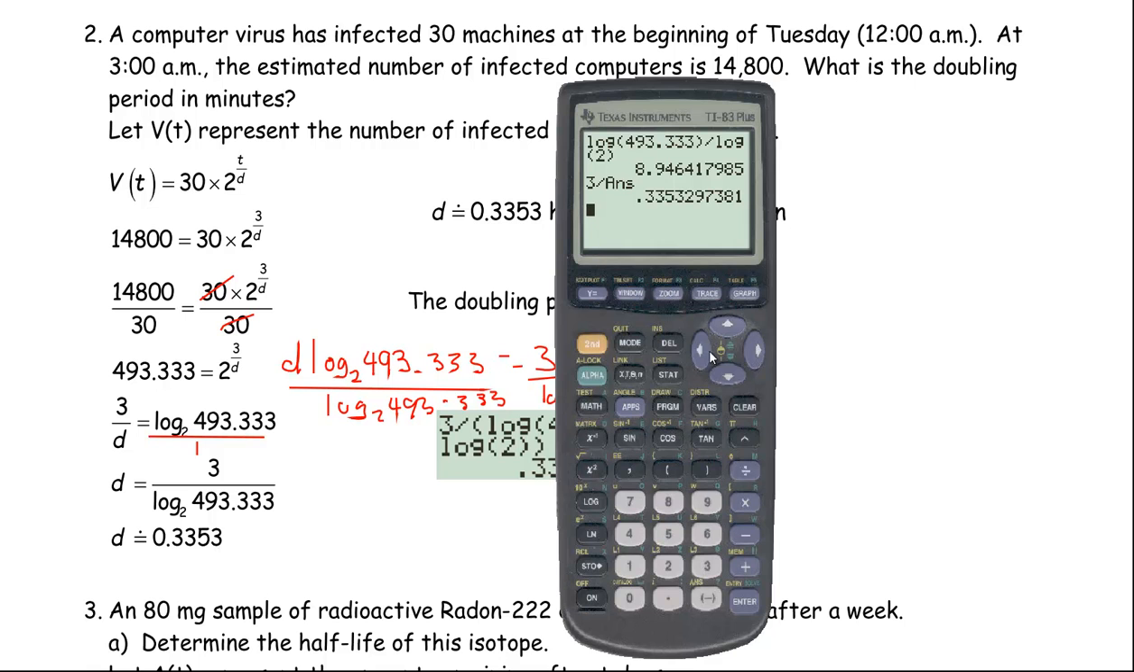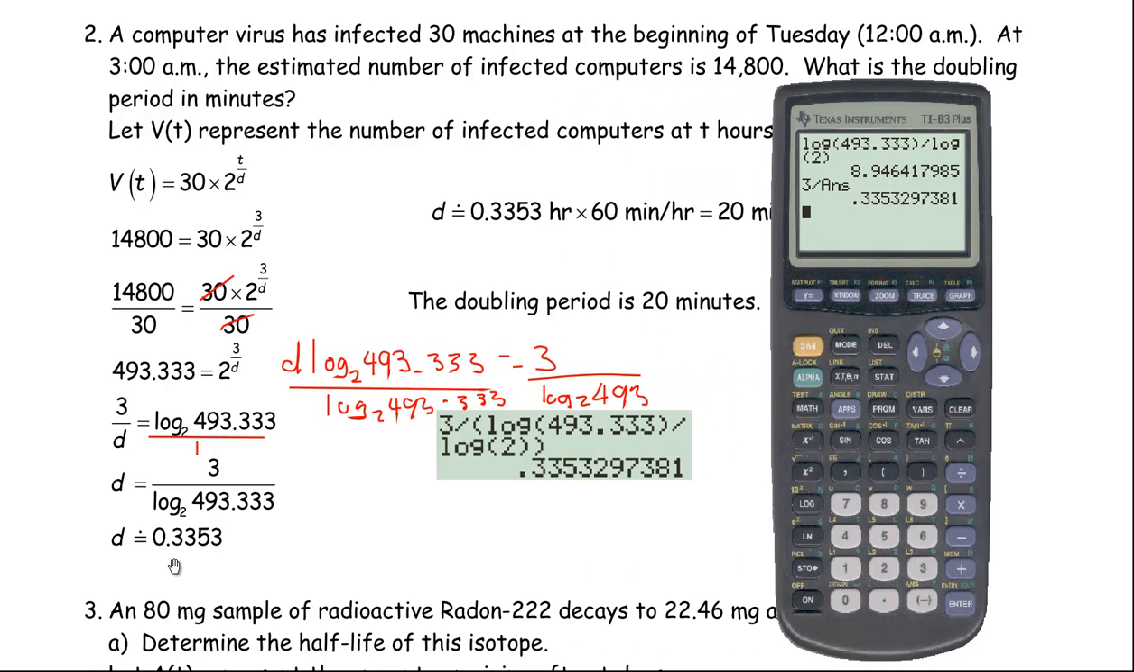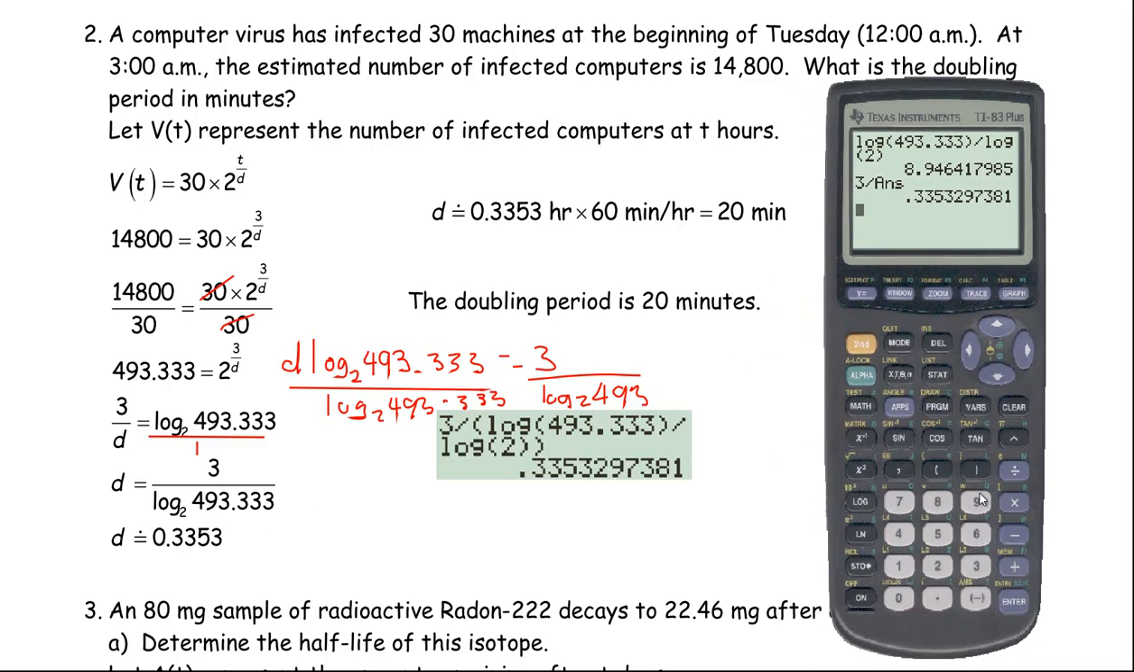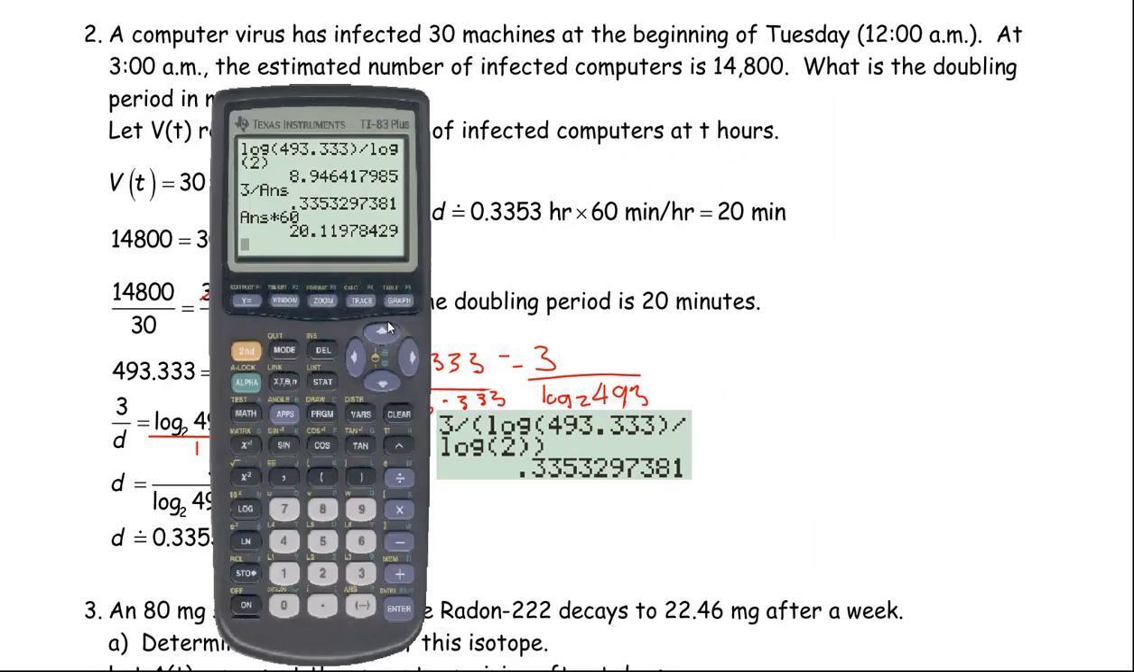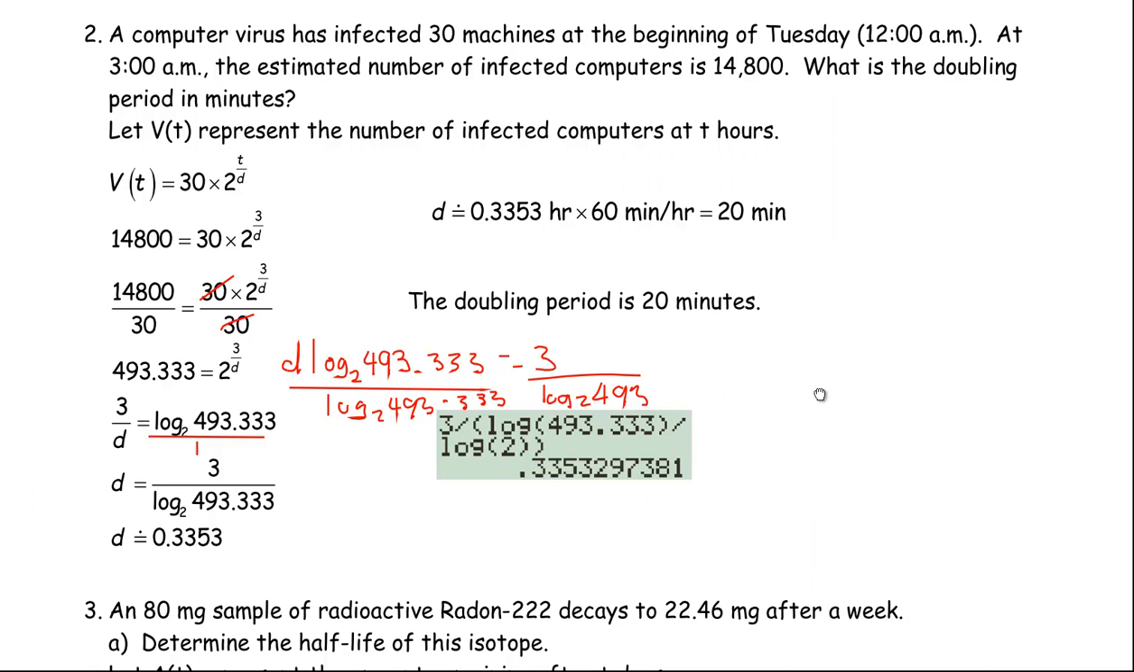Okay. So now that's hours. So if I wanted to convert that into minutes, since there are 60 minutes in an hour, we would take that and multiply it by 60. And that's what I'm trying to show right here. So it works out to 20.1, so the doubling time is about 20 minutes, the doubling period. So every 20 minutes there are twice as many computers infected.